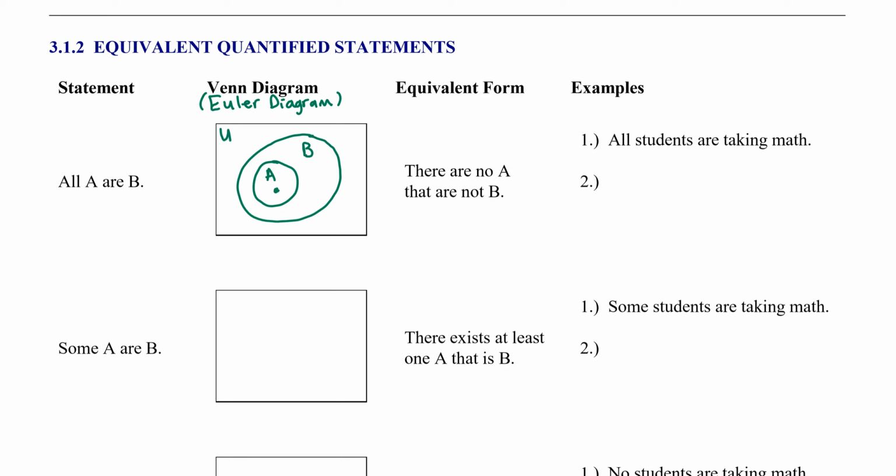The statement all A are B is equivalent to the statement there are no A that are not B. Notice we have these words like no and not. Those are often associated with a negation, but in this case, they're expressing the same thing that all A are B expresses, just in a different way. So those two statements are equivalent.